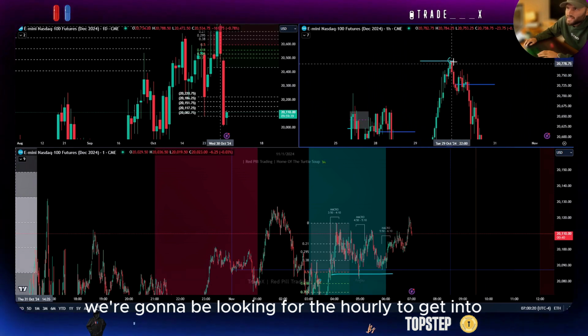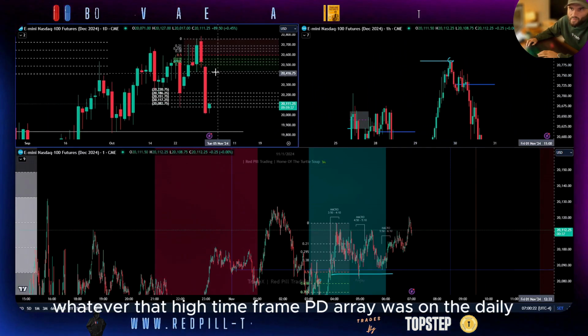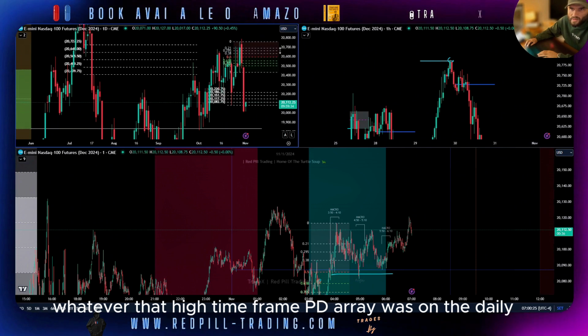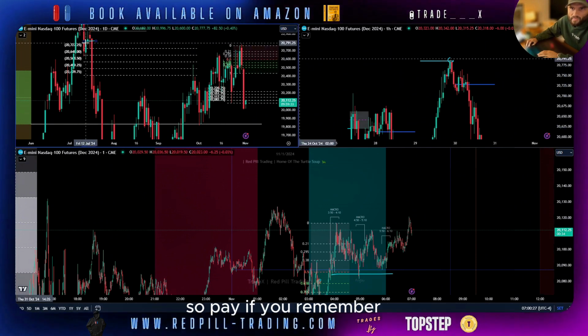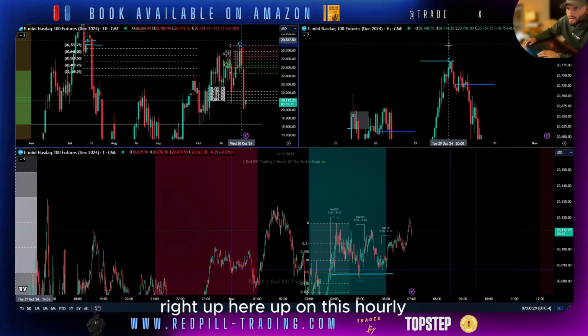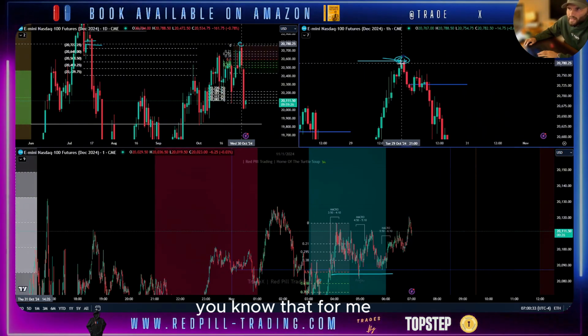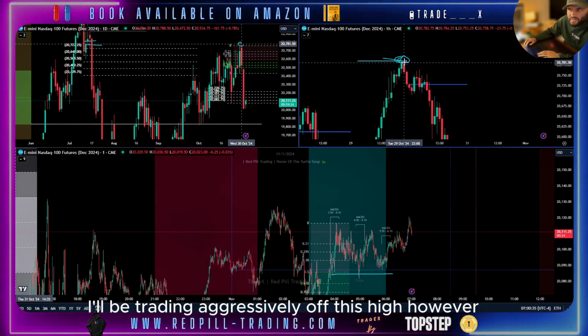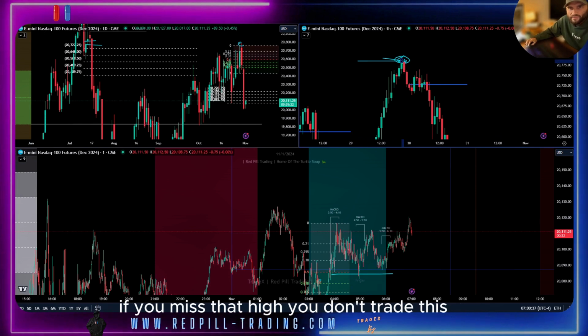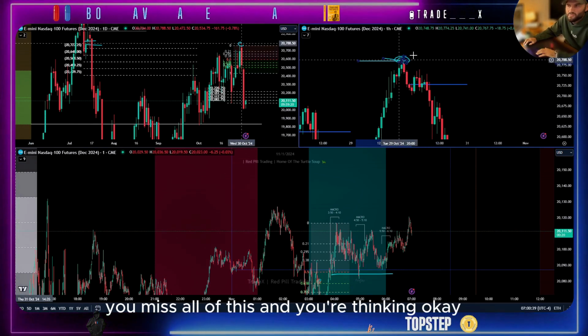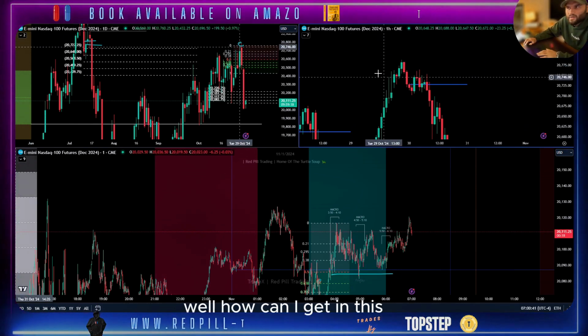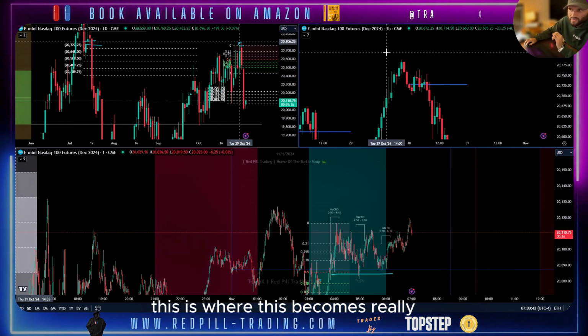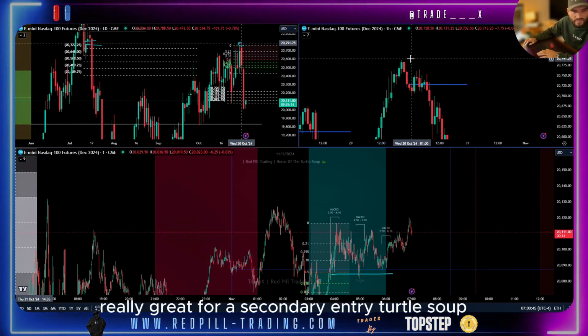What we're going to be looking for is on the hourly, we're going to be looking for the hourly to get into a higher time frame POI, whatever that higher time frame POI was on the daily. So up here, if you remember, we're looking at this volume imbalance, right up here, up on this hourly. You know that for me, I'll be trading aggressively off this high. However, if you miss that high, you don't trade this, you miss all of this, and you're thinking, okay, well, how can I get in this? This is where this becomes really, really great for a secondary entry turtle soup.